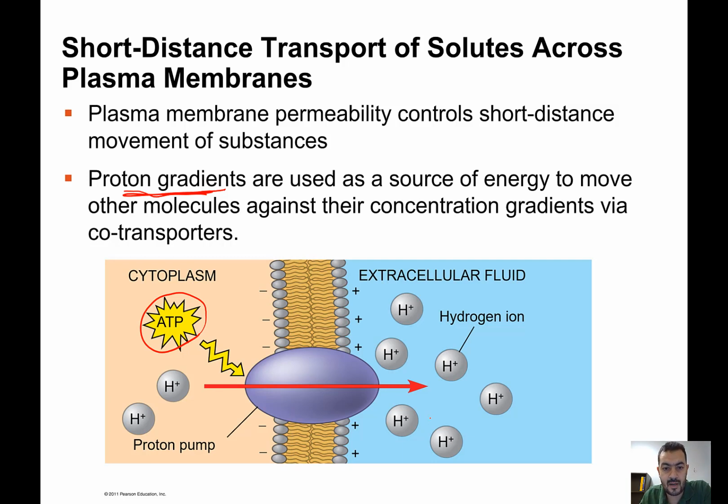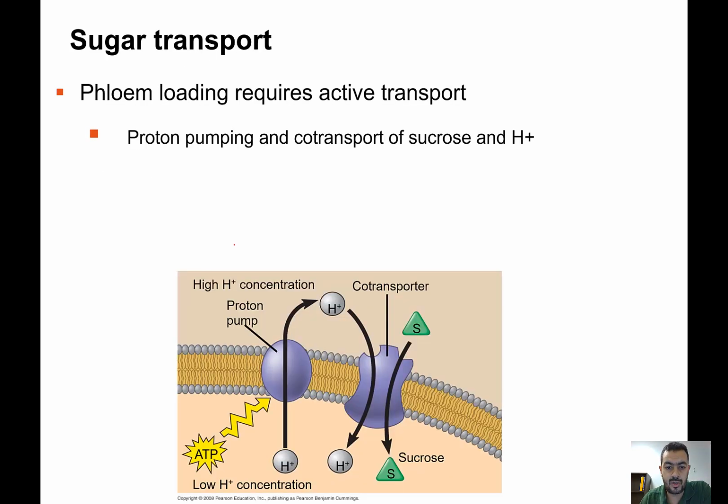So what is the reason for that? Because this generated gradient, this electrochemical gradient or proton gradient, will be used later on as a source of energy to move other molecules like the sugars, the sucrose we are interested in, to move sucrose against their concentration gradients via co-transporters. So this will be shown in the next slide.